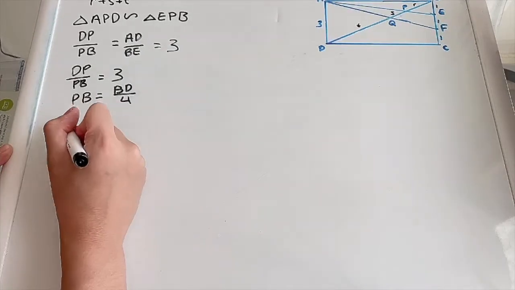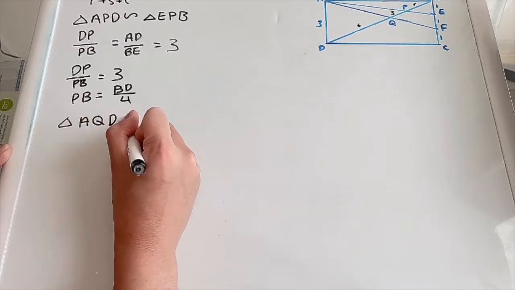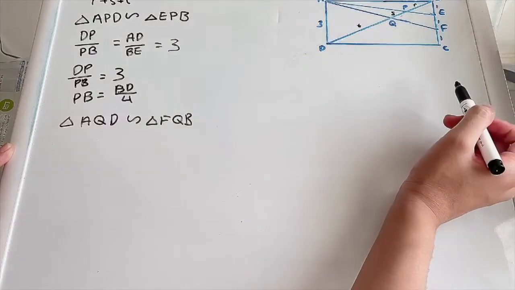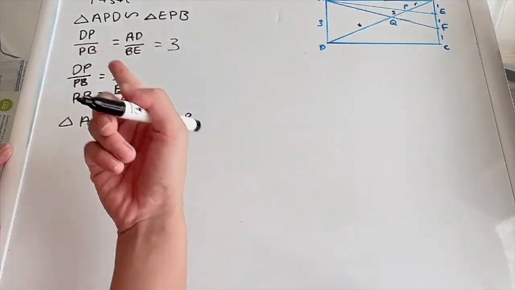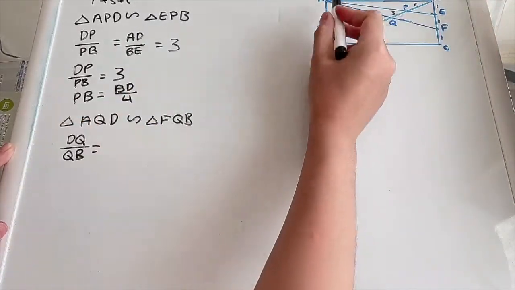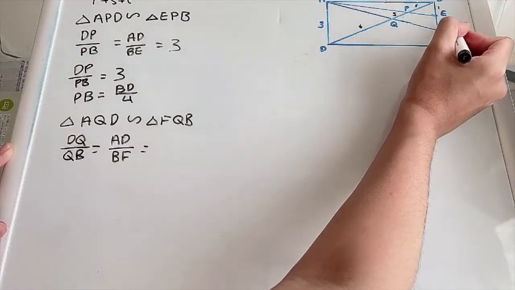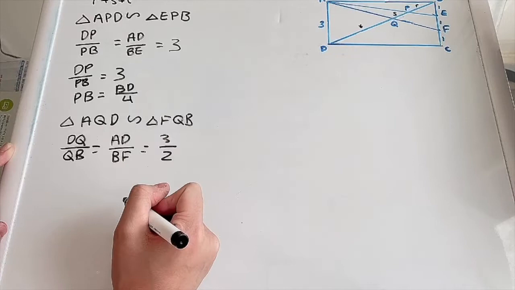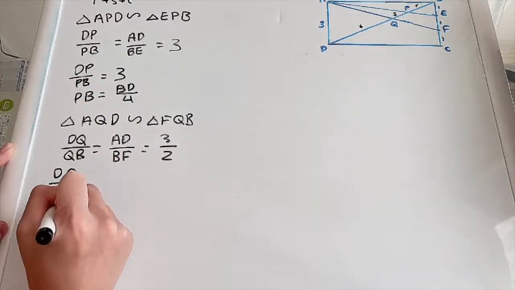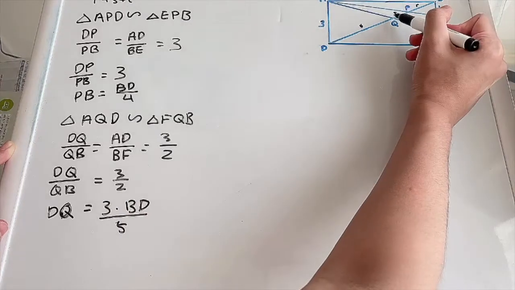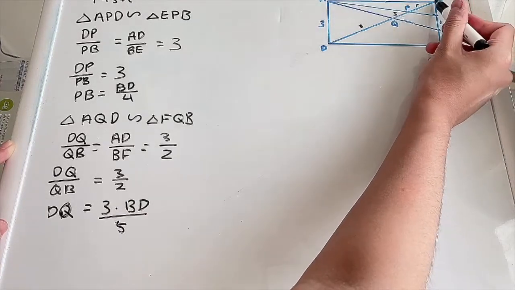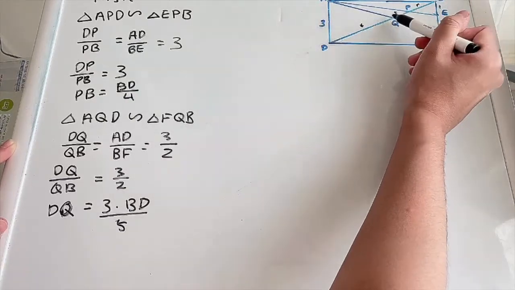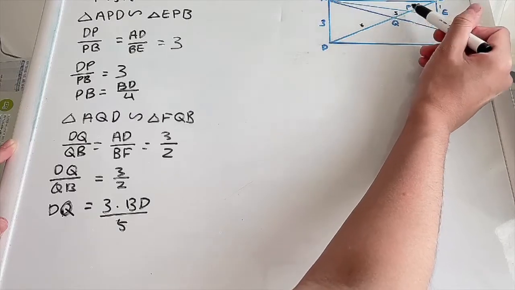Similarly, we can use triangle AQD similar to triangle FQB. These two triangles right here. Since they are similar, DQ to QB would equal AD to BF. Here, BF will be 2, so AD over BF would be 3 to 2. We can do the same thing as we did here. So DQ would be 3/5 of BD, because remember, DQ to QB is 3 to 2, so DQ to this whole thing will be 3 over 3 plus 2, which is 5.